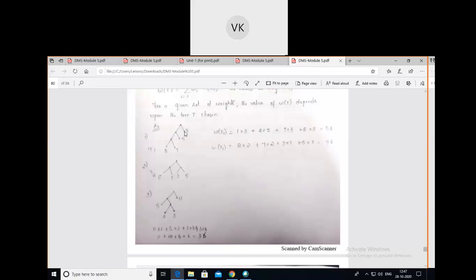You see here, first 3 is there. The level of the 3 is 1, so I have written 1. 1 multiplied with the weight of that node, 3, is over. Then plus. The next weight is 5, which is at level 2, so I am going to multiply 2 into 5. Next, 7 is there. The weight 7 is at level 3, so 7 into 3.